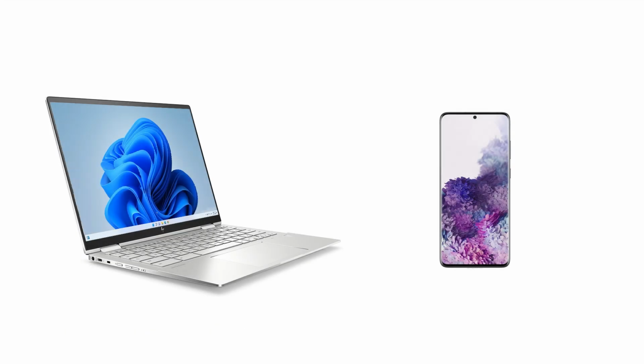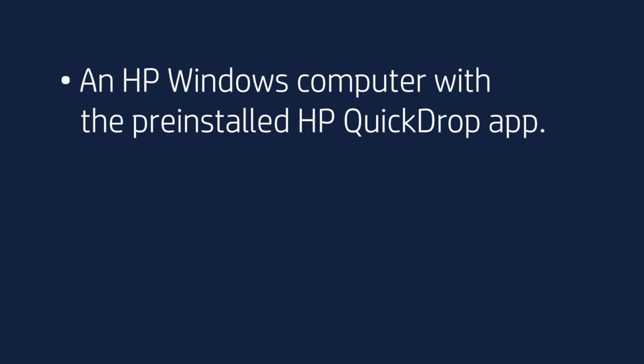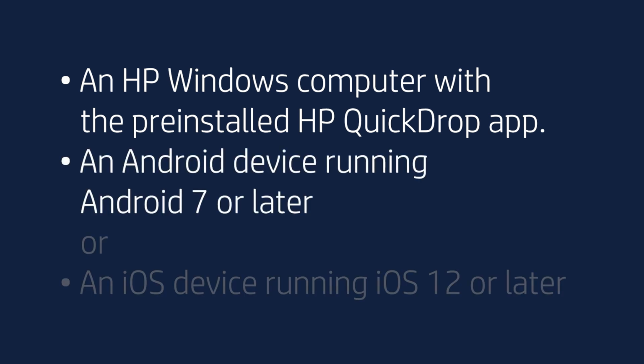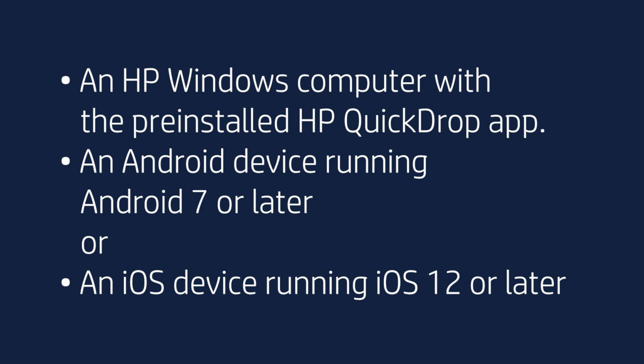HP QuickDrop is an app that connects your computer and mobile devices, allowing you to quickly and easily transfer documents, photos, websites, and more over a wireless network. To use HP QuickDrop, you will need the following items: an HP Windows computer with the pre-installed HP QuickDrop app, an Android device running Android 7 or later, or an iOS device running iOS 12 or later.